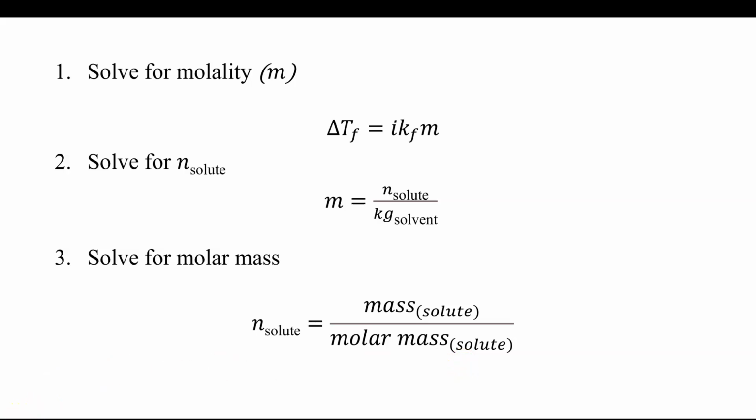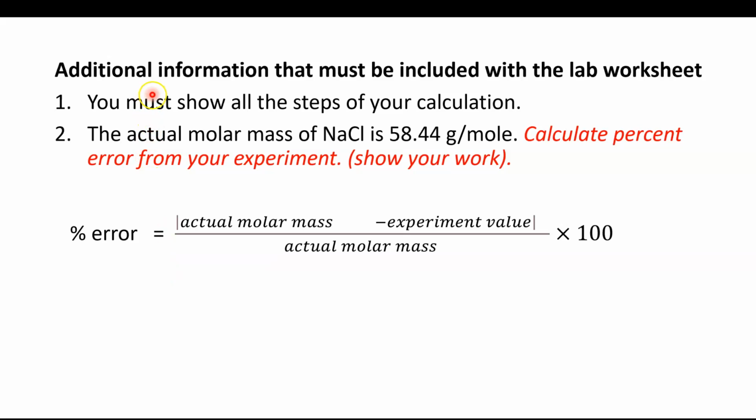One other thing you need to do for this experiment, additional information that must be included with the lab worksheet: number one, you must show all the steps of your calculation. So when you calculate, you have to show how you obtain your molar mass. Number two, the additional information that needs to be included in your worksheet is the percent error from your experiment. The actual molar mass of sodium chloride is 58.44 grams per mole. You will calculate percent error from your experiment and show your work on that. You can use an additional page, or if you have room in your worksheet, you can add that on, but you've got to show your work.